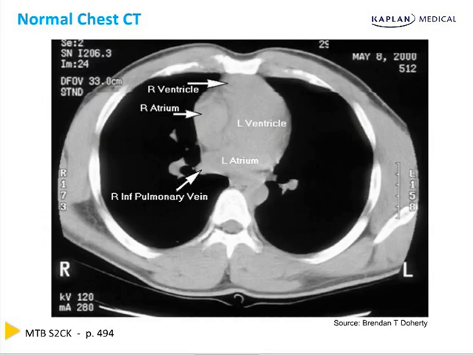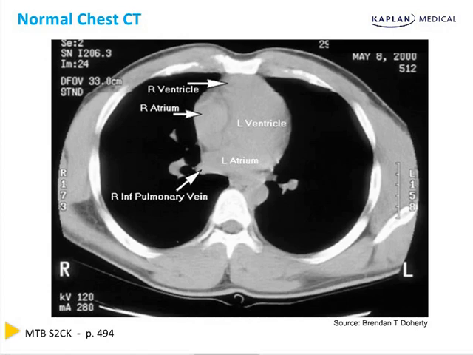The image on this slide is a normal chest CT with contrast enhancement. Note how the great vessels and lung vasculature appear bright white. As with a normal abdominal CT, the borders of all of the structures are very distinct, and it is when this crisp appearance disappears that you must start to worry about inflammation.